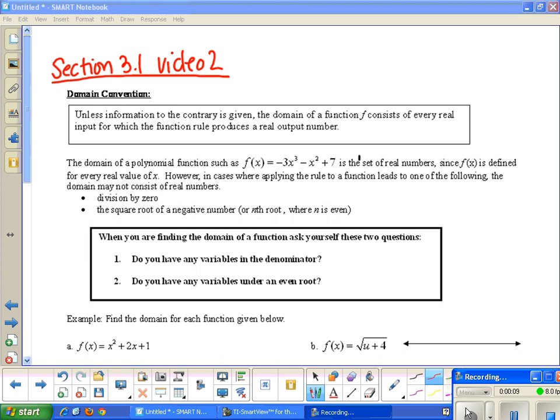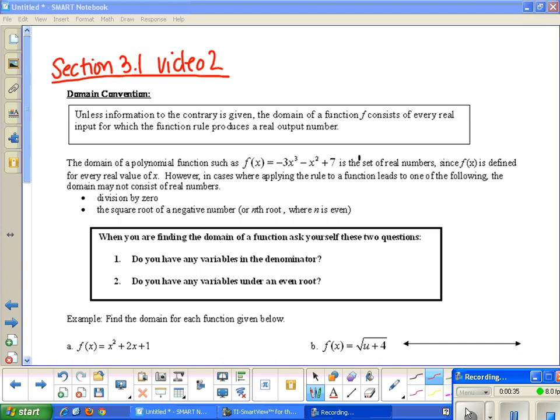For domain convention, unless information to the contrary is given, the domain of a function f consists of every real input for which the function rule produces a real number output. The domain of a polynomial function, such as f of x equals negative 3x cubed minus x squared plus 7, is the set of all real numbers since f of x is defined for every real value of x.